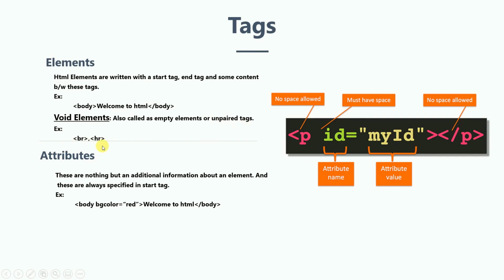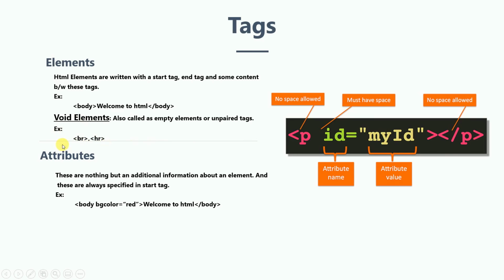Those are BR and HR. BR stands for break, HR stands for horizontal line. If you want to display a line break, use the break tag. If you want to display a horizontal line, you can use this HR. So these are void elements in HTML.